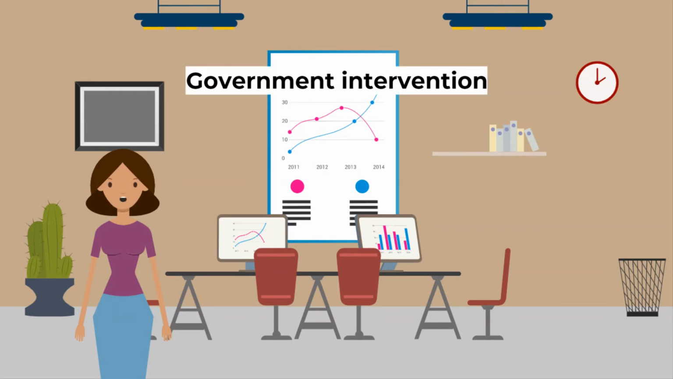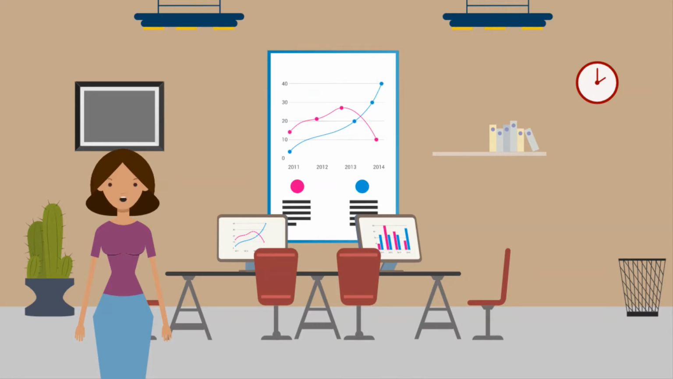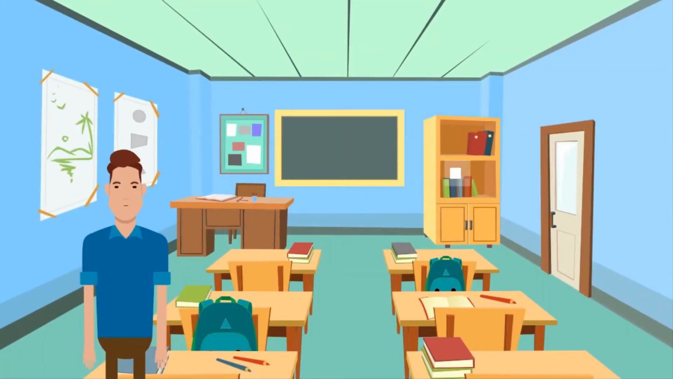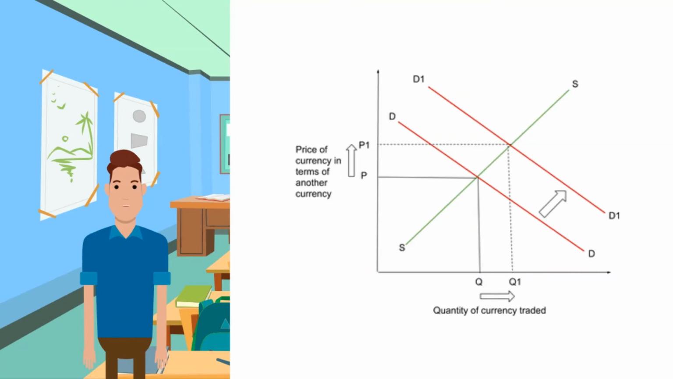6. Government intervention. Government intervention in the foreign exchange market can affect the exchange rate. For example, if greater demand for British goods causes a rise in the value of the pound, the Bank of England, the UK's central bank, can sell the reserves of the pound sterling to increase its supply and cause a fall in its value. A rise in demand for the domestic currency, or a fall in supply, causes its exchange rate to rise.